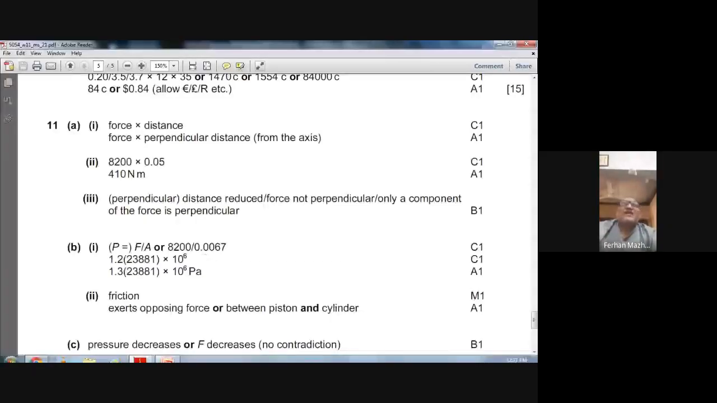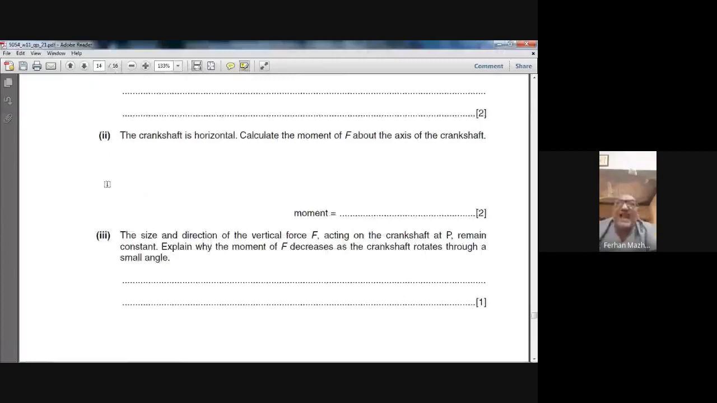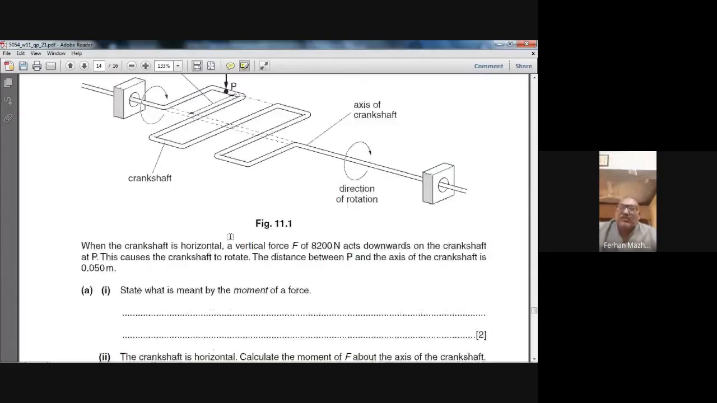Okay, the next part: the crankshaft is horizontal. Calculate the moment of F about the axis of the crankshaft. He wants you to find out the moment. The force applied here is 8200 Newton, and the moment arm, or the perpendicular distance from the pivot or axis to the line of action of the force, is 0.050 meter. Just apply the formula of the moment. Put these values. It's a 2 mark question, and you will be able to find out the answer.